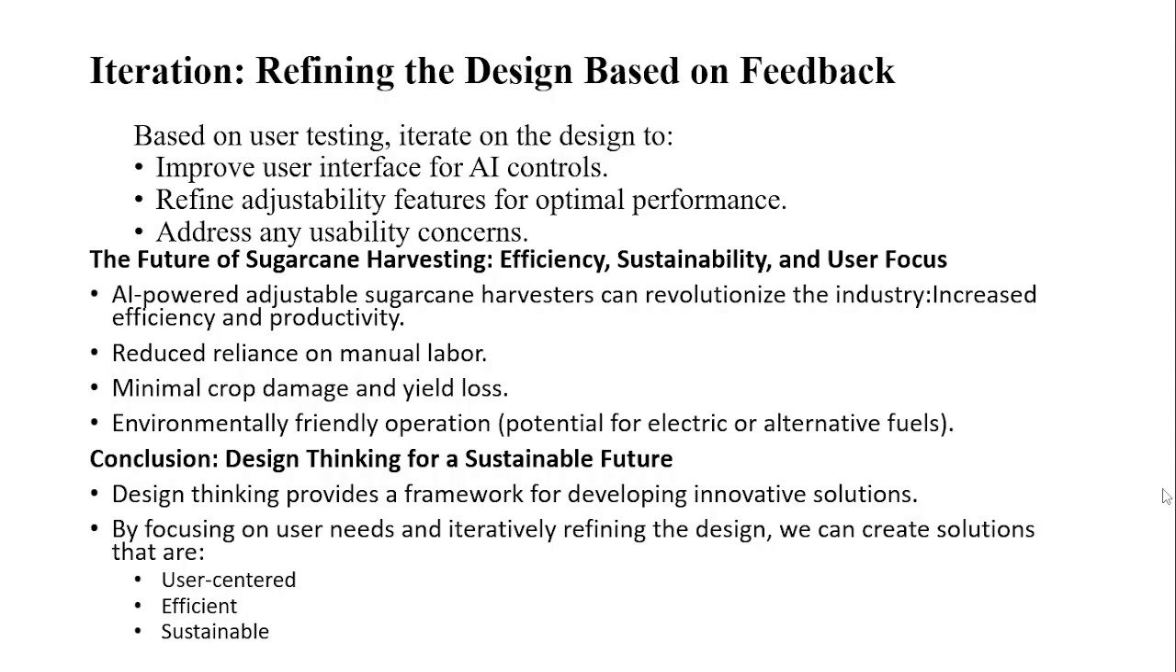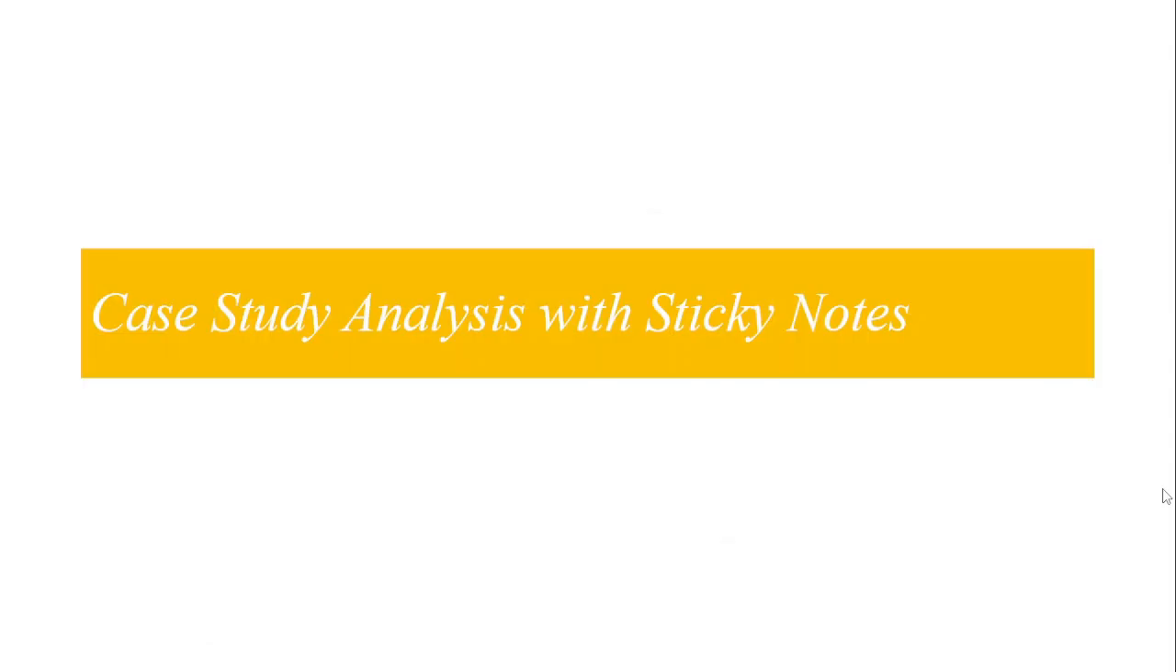Based on these discussions and the case study analysis, we arrive at some solutions. Design thinking provides a framework for developing innovative solutions. Previously I discussed educational enrichment; now I am proposing product development for industry. By focusing on user needs and iteratively refining the design, we can create user centered solutions, because I collected the feedback from farmers. So my approach is transferred into a user centered approach, because it is a design thinking approach, and the product is converted into an efficient and also sustainable product.